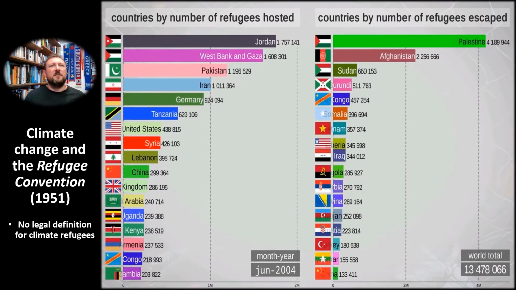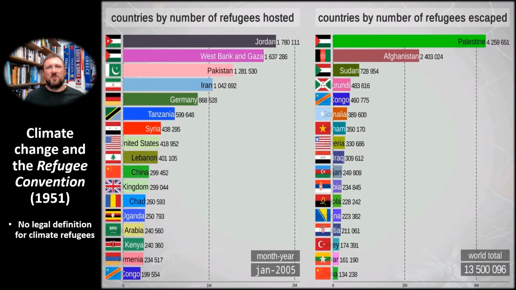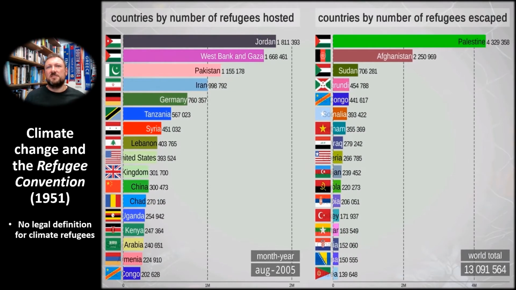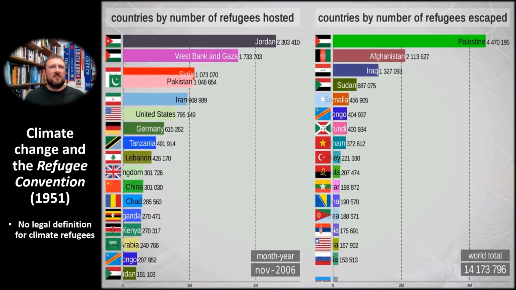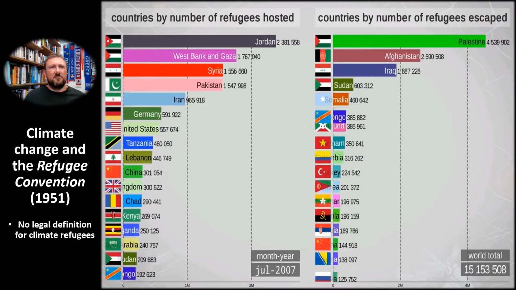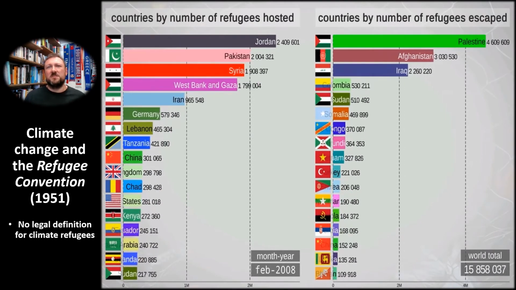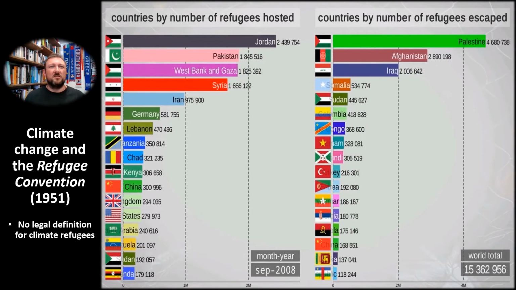The graphic here offers an illustrative time series comparison of the top 20 refugee source and destination countries since 1992. Now note that Australia's numbers as a refugee destination country are incredibly small and they don't warrant a mention on this list.